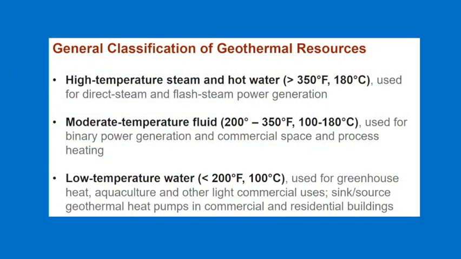So general classification of geothermal resources. I'm talking about the hydrothermal sources that are hot water. So that would be the high temperature steam and hot water above 350 degrees F or 180 degrees C. Those are used for direct steam and flash steam power generation. But basically, they've got to be hot enough to make steam and then drive turbines. And I'll show you some illustrations about that in a sec. And then moderate temperature are lower than 200 degrees F. And that's used for binary power generation and heating space. I'll talk a little bit about the binary power generation in a little bit too. And then low temperature, that's like direct use, used in greenhouses, aquaculture, and geothermal heat pumps, which you might be familiar with.